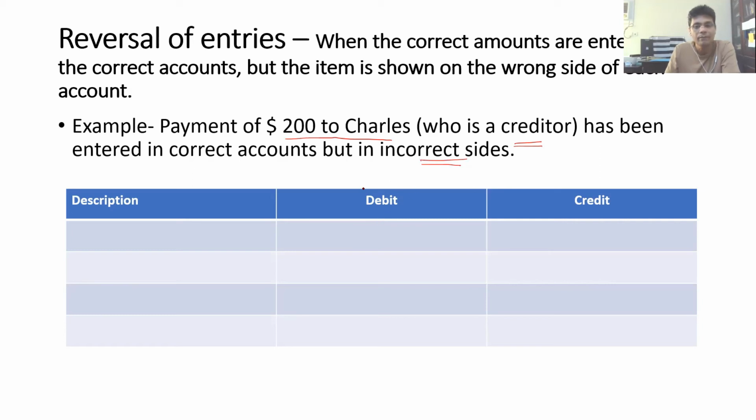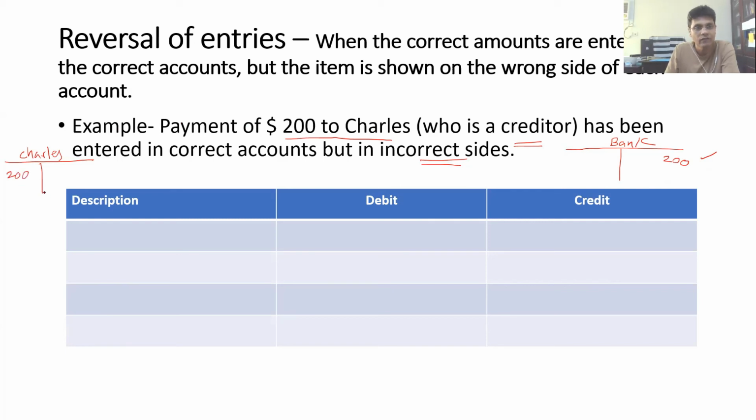So when you make a payment, what is the double entry, Samira? When you make a payment, where do you debit, where do you credit? Okay. So these are the accounts. Charles account and bank account. So you should have credited the bank account and you should have debited the Charles account.